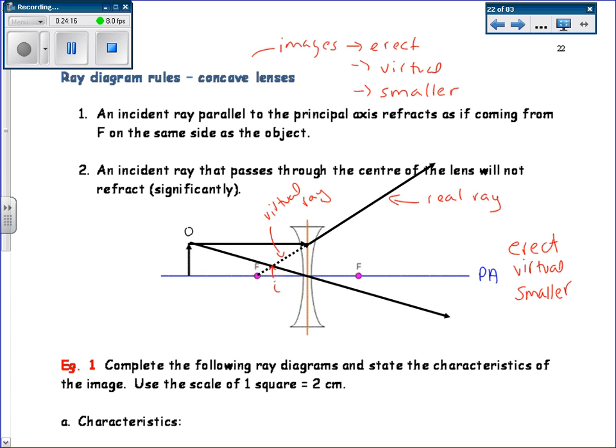If you're doing calculations and you get an answer that suggests you have a virtual image that's larger than the object, then that means it was formed with a convex lens. Because only a convex lens will give you a virtual image that is bigger than the object. Okay, so we'll do a few of these, and these are really important to use your rulers for.